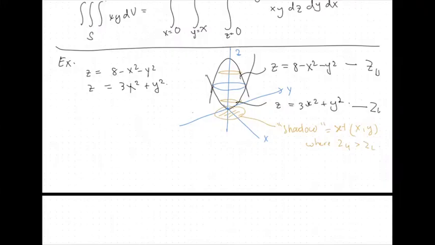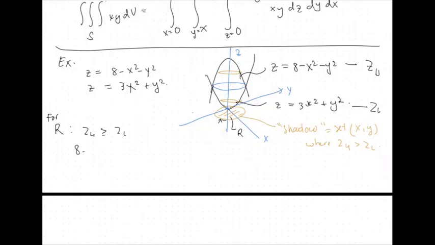Okay? Now we want to find that shadow. We call that R. For R, Z upper is greater than or equal to Z lower. So we want the equation at the boundary. This is somehow like an ellipse or a circle, I'm not sure. Maybe it's an ellipse.